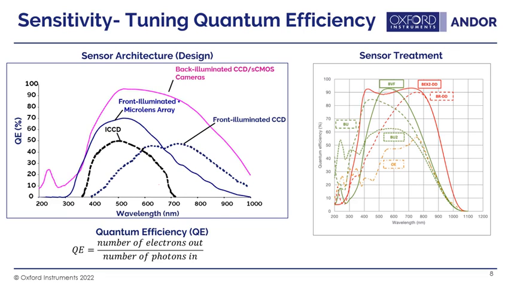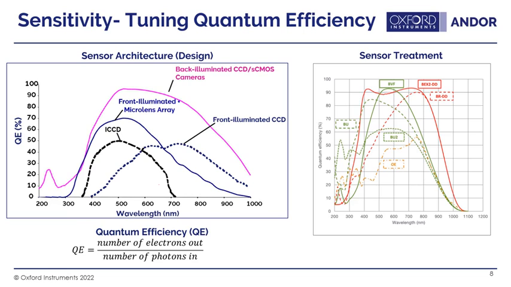On the left, here are some quantum efficiency curves for different types of detectors and detector designs. You can see that back illuminated CCDs and sCMOS designs can get quantum efficiencies well over 50%. You can also have front illuminated CCDs, intensified CCDs, and they all have their own quantum efficiency curves.